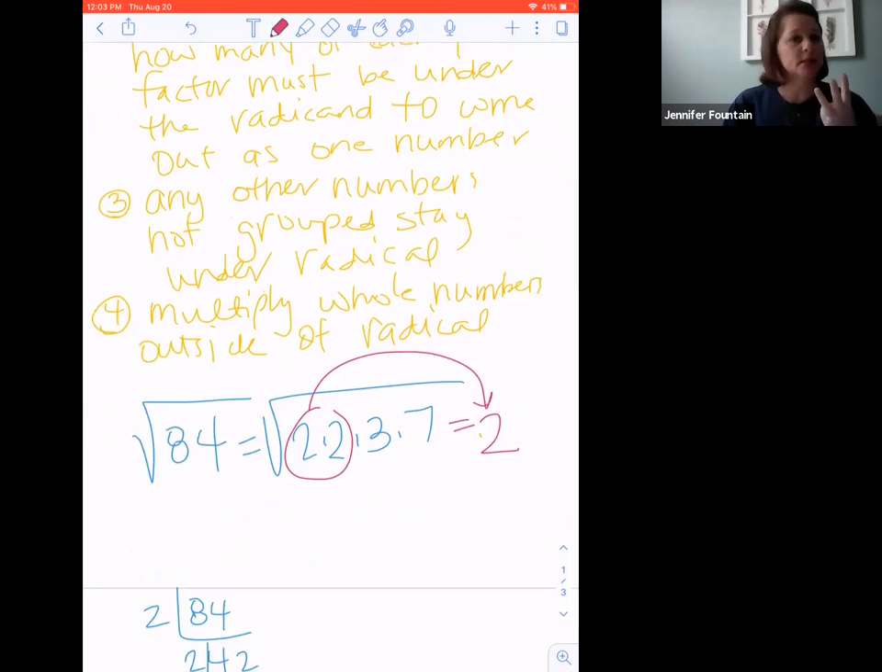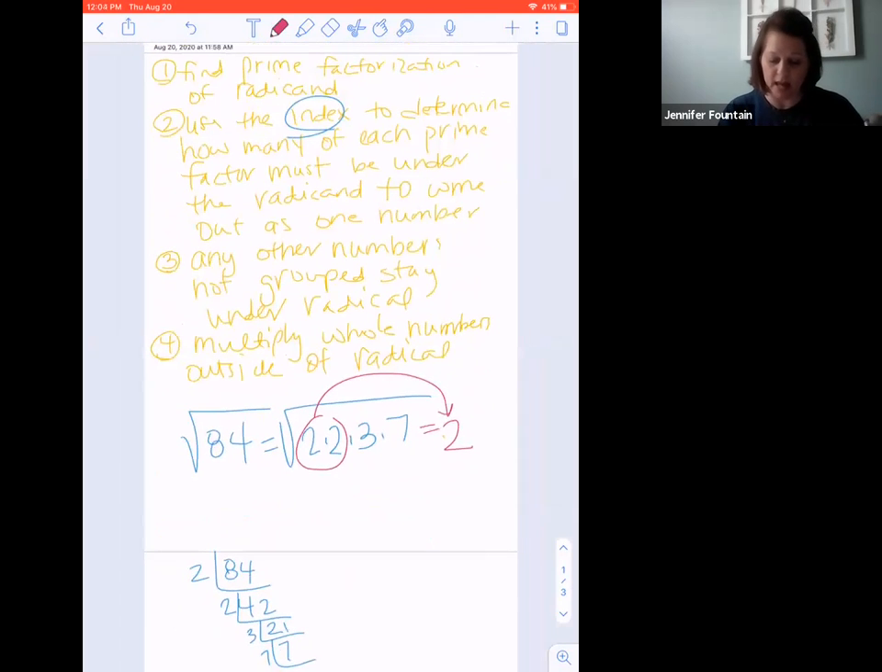The 3 does not have a buddy. He could only buddy with a 3. The 7 does not have a buddy. He could only come out with another 7, okay? So what I'm going to do is the 3 and the 7 have to stay under the radical, but I'm just going to go ahead and multiply them back together, and they have to stay in the house. Mama won't let them go out. You have to have a buddy to go outside. Your index tells you how many buddies you have to have.